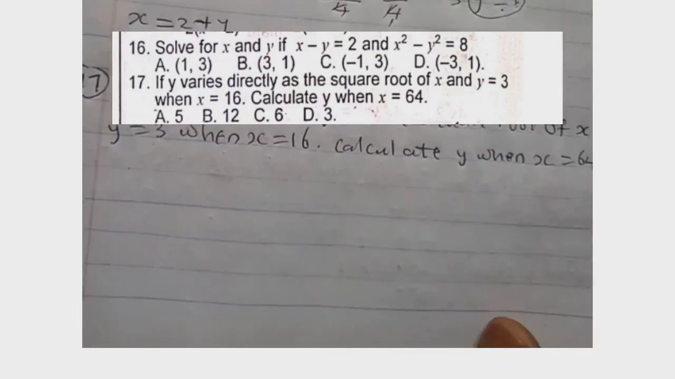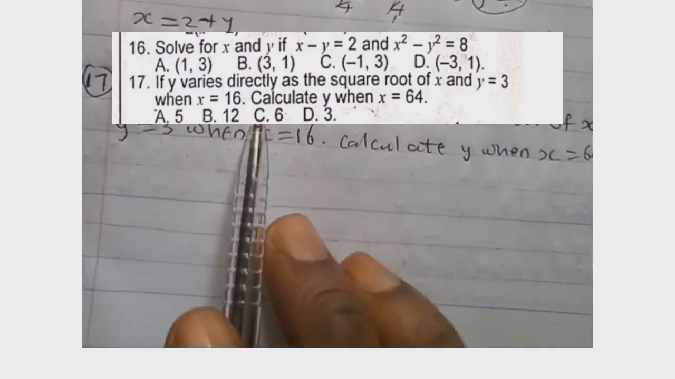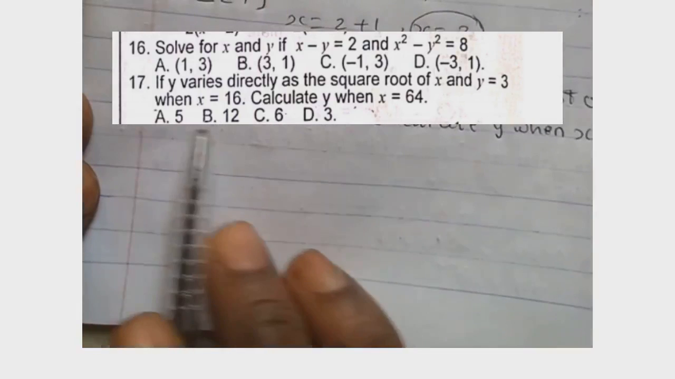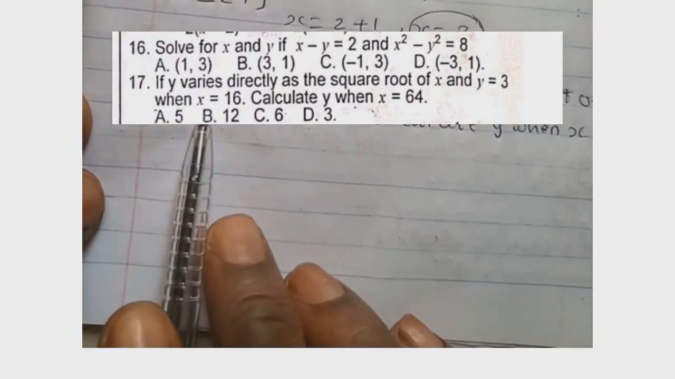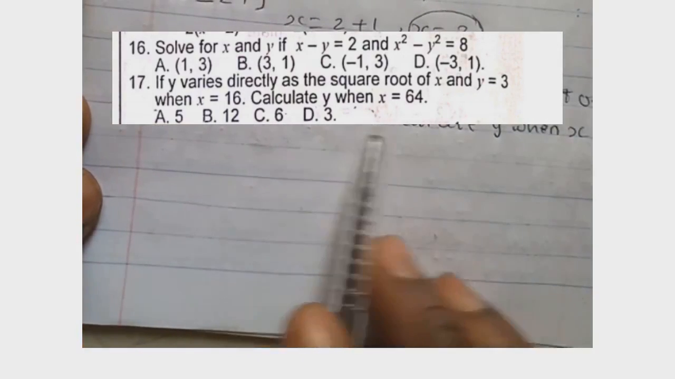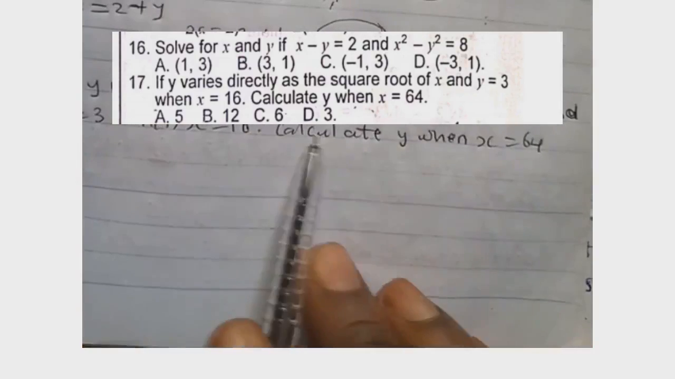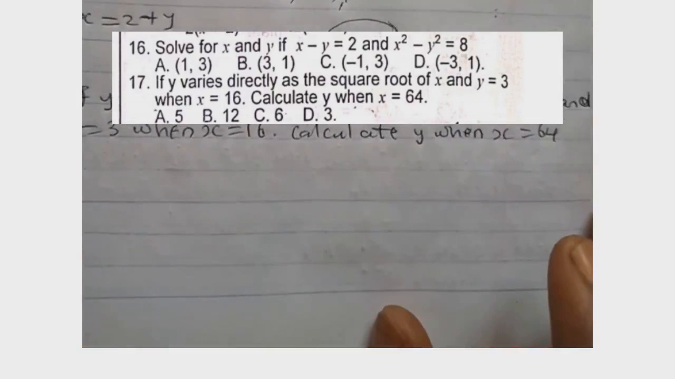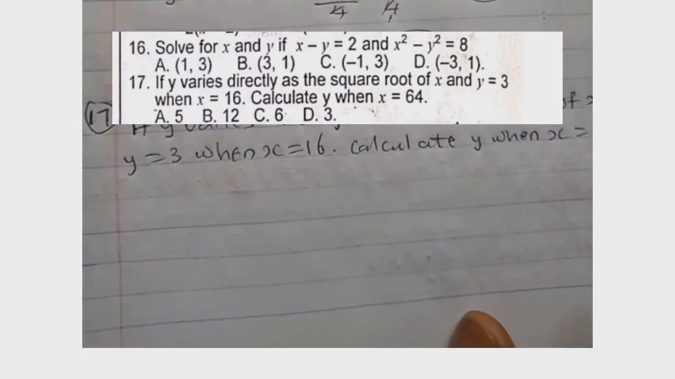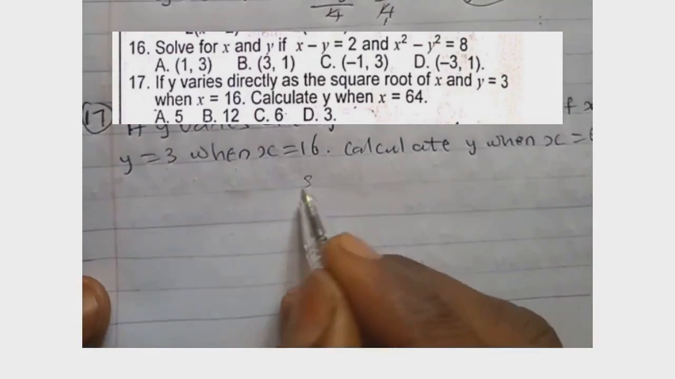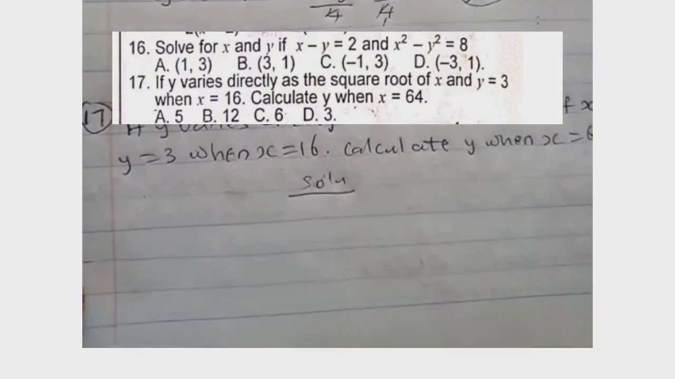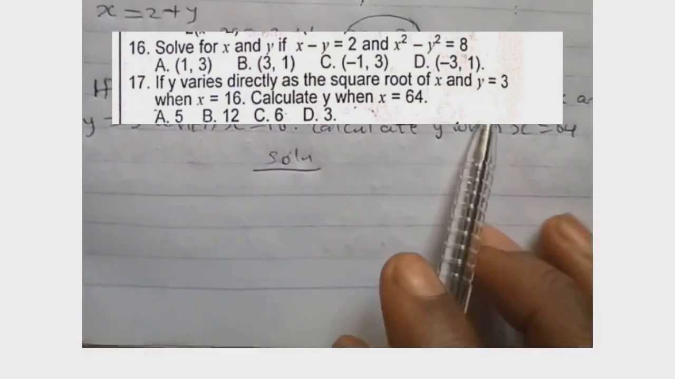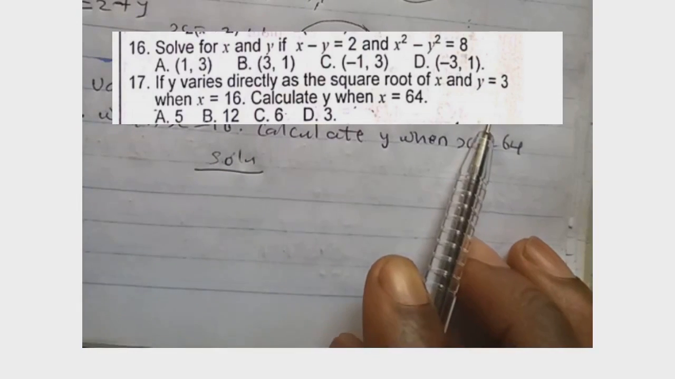Question 17 says: if y varies directly as the square root of s, and y is equal to 3 when s is equal to 16, calculate y when s is equal to 64. This is a variation question, and we can solve it very easily. Here they say y varies directly as the square root of s.